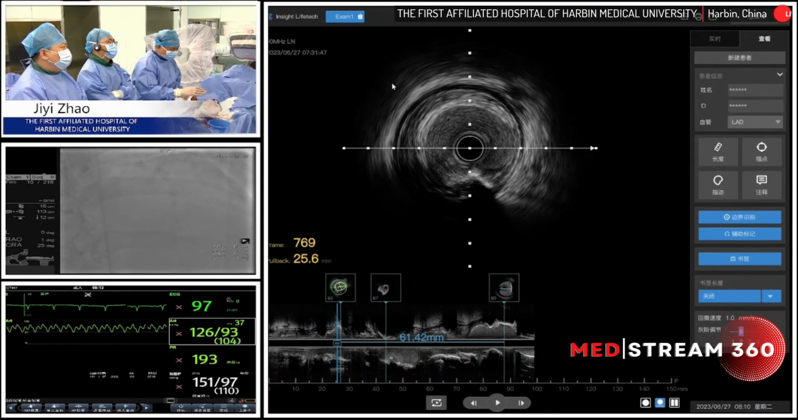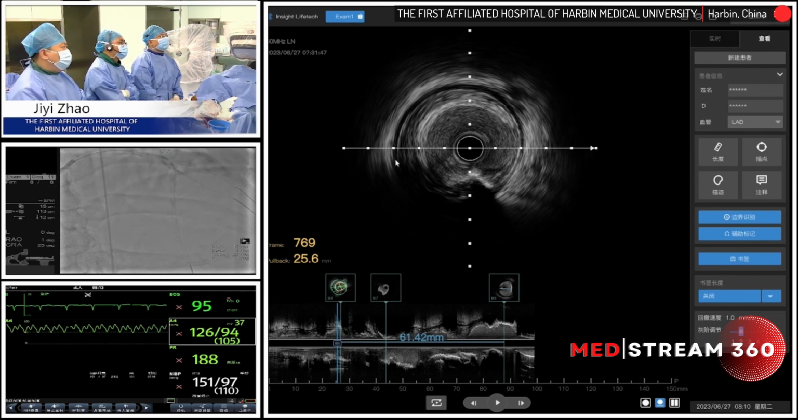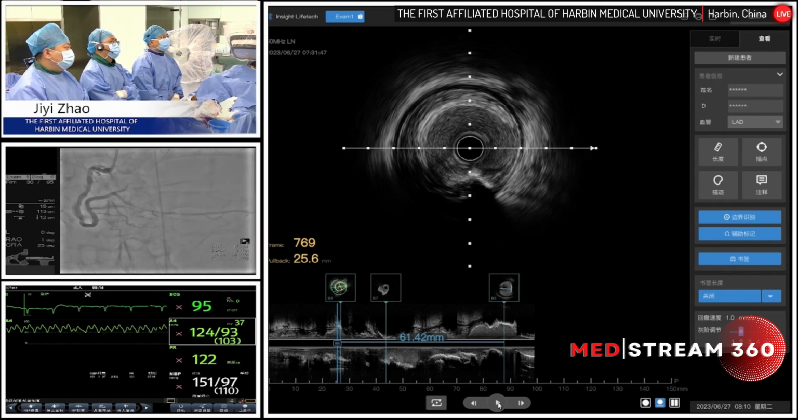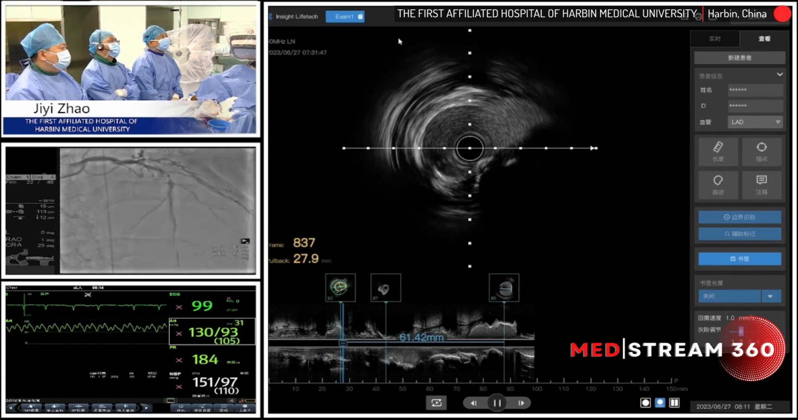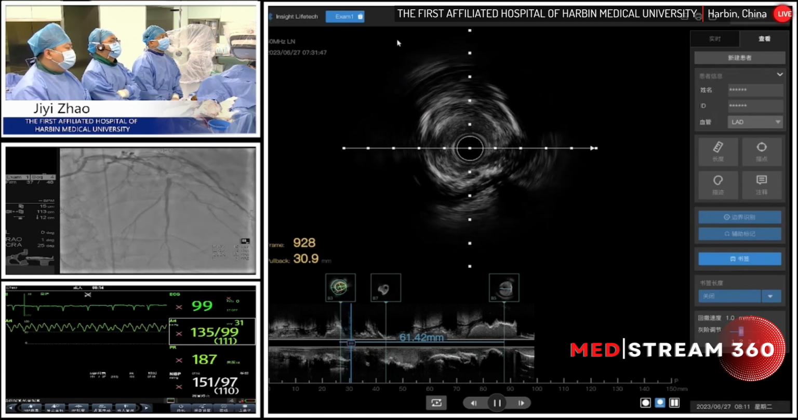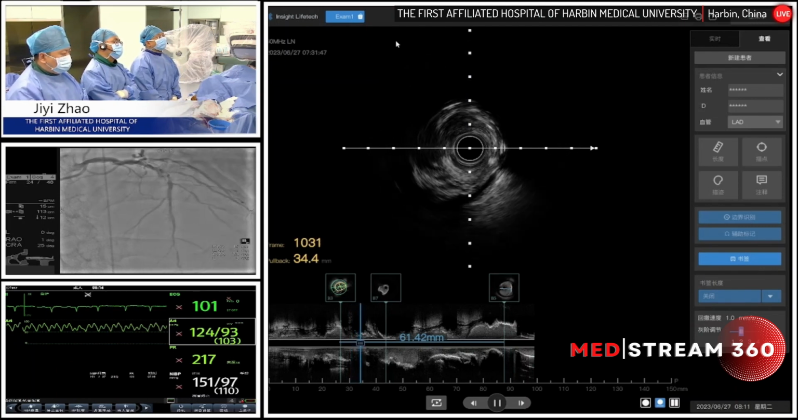So we can see this is a pullback from the mid-distal LAD to the proximal part. This is a 60 megahertz IVUS image with over 100 frames per second, so it is very clear. The imaging is not as blurred as what we saw before from the 45 megahertz IVUS imaging catheter. We can see relatively a lot of concentric fibrotic plaque with superficial calcification, very high plaque burden, and a lot of attenuated plaque.